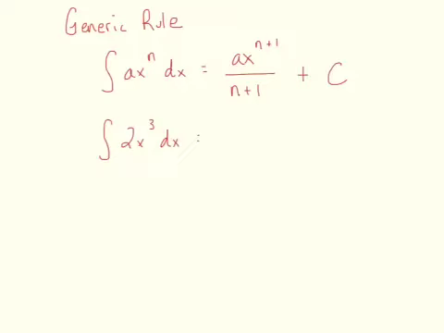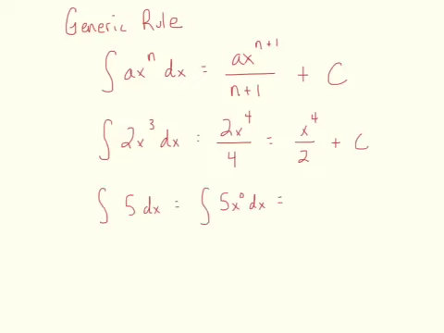So first we have the integral of 2x cubed with respect to x, and so following our rules is going to be 2x to the 4th, because 3 plus 1 is 4, divided by 4, which can be simplified to just x to the 4th over 2, and then don't forget your plus c. Alright, let's look at one more.